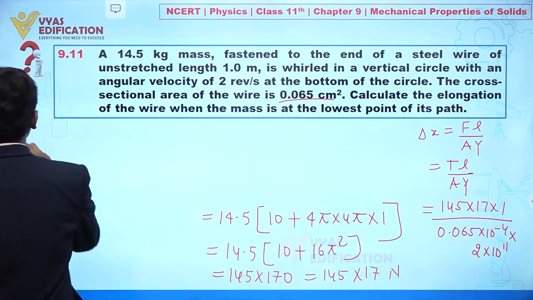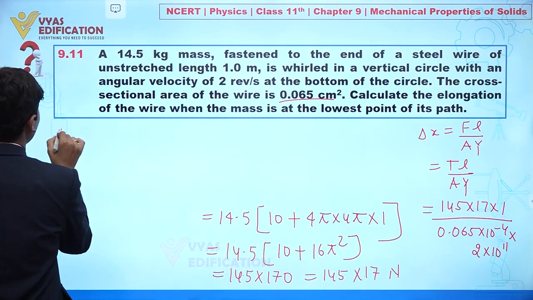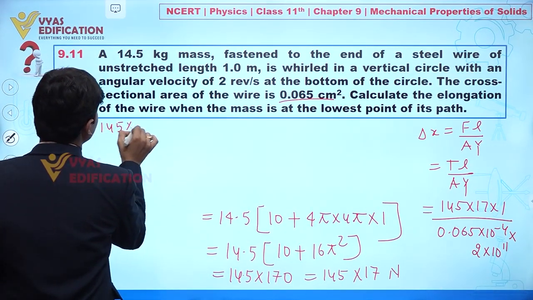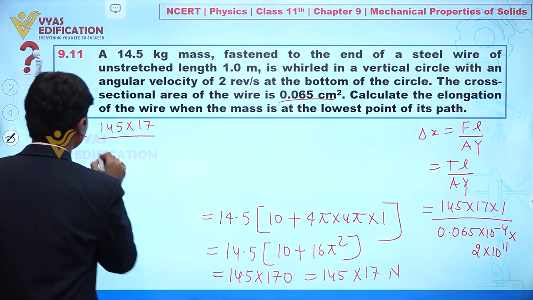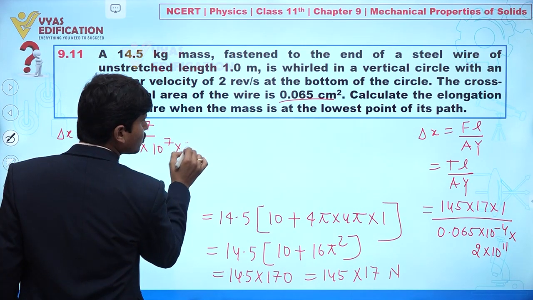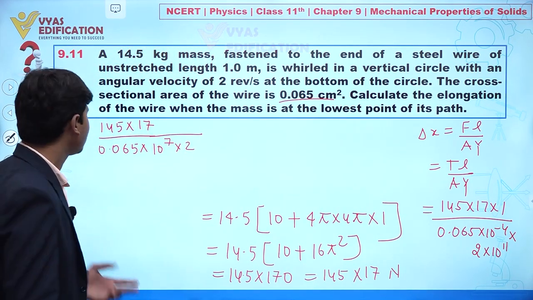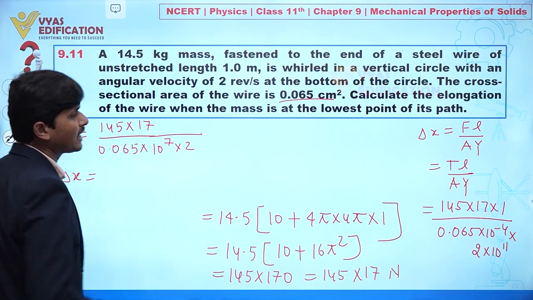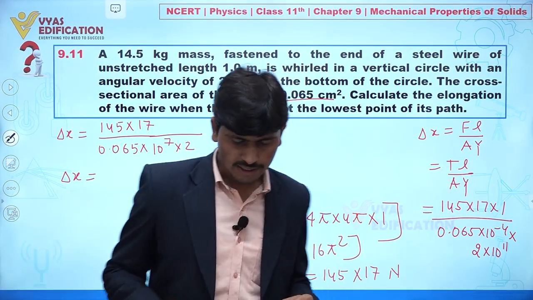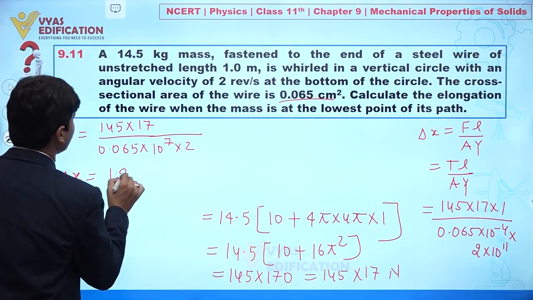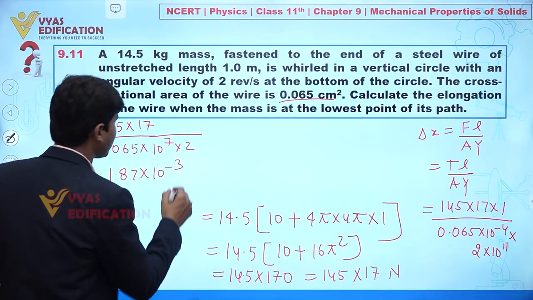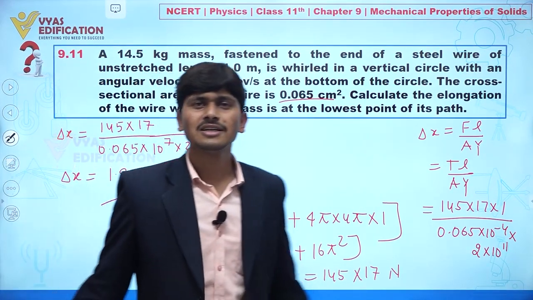Yes. Now we can solve like this. The value of delta x is given by 145 into 17 divided by 0.065 into 10 to the power 7 into 2. Now if you solve it, you will find the value of delta x. I am directly telling you the value because this is slightly calculative. You will get 1.87 into 10 to the power minus 3 meter. So you can solve this question like this.